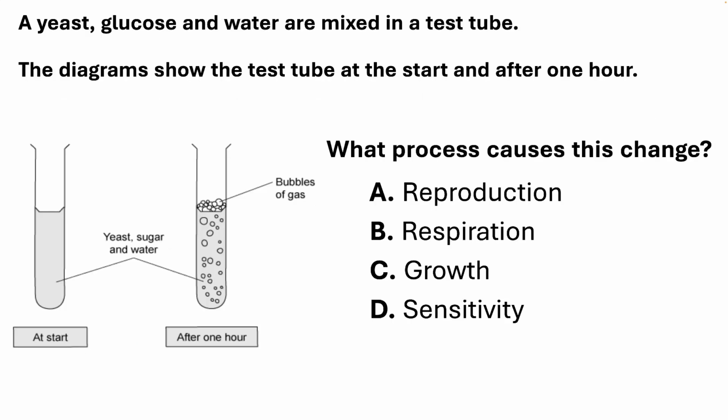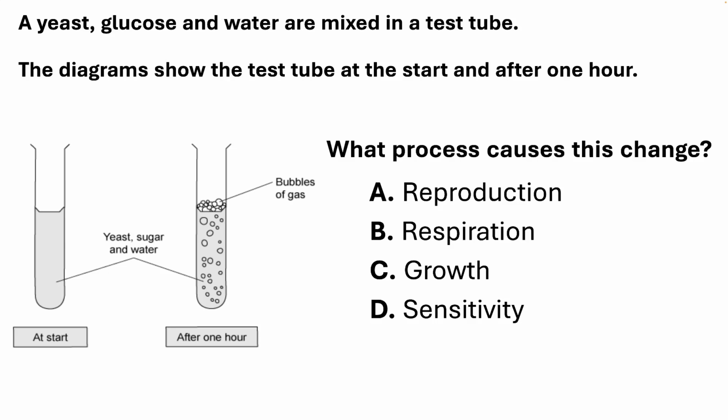A yeast, which is a type of fungus, glucose and water are mixed in a test tube. The diagrams show the test tube at the start and after 1 hour. What process causes this change? Is it A, reproduction, B, respiration, C, growth, D, sensitivity?